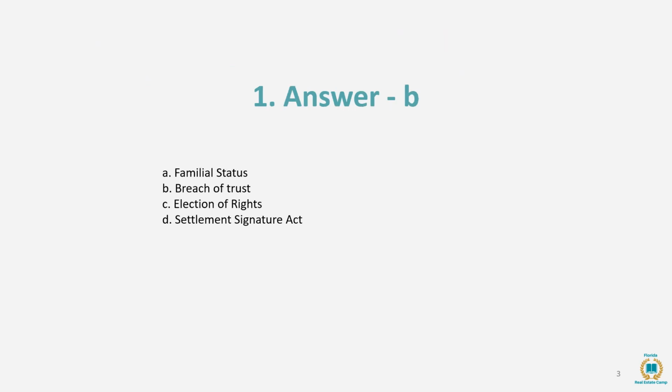The answer is B. Janet committed a breach of trust by signing the deal without her cousin's notice. Breach of trust.